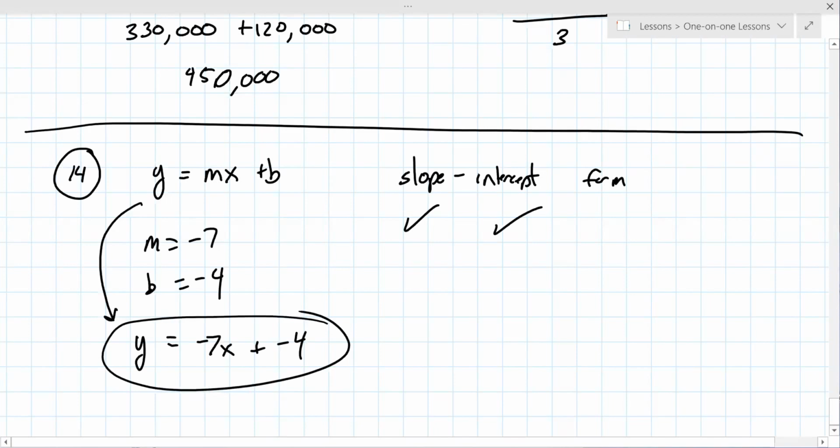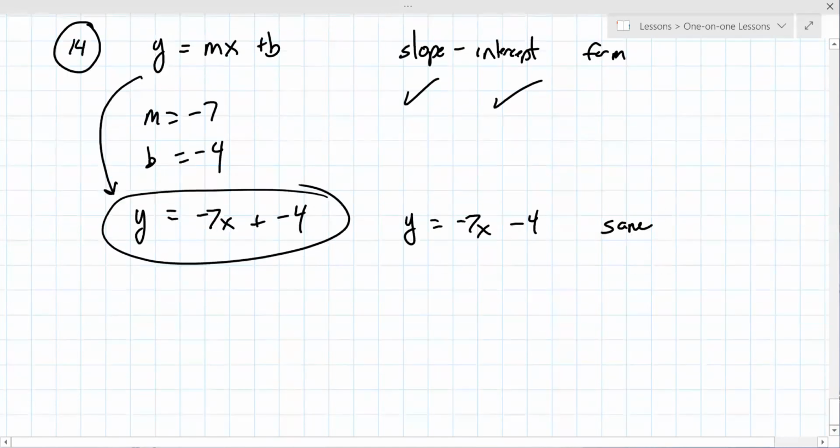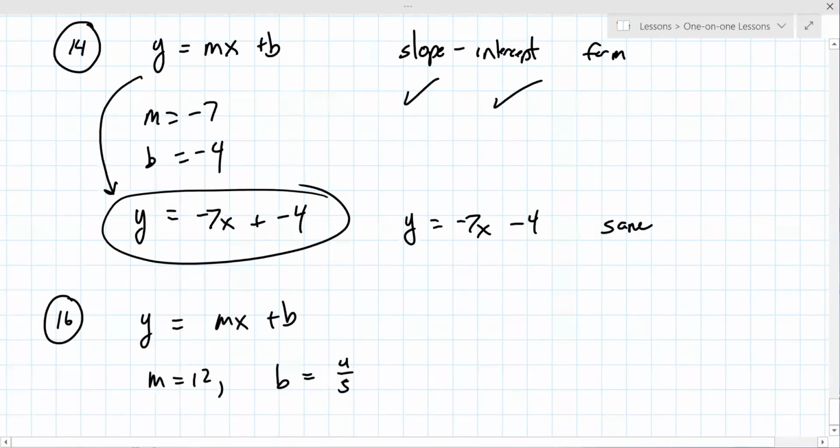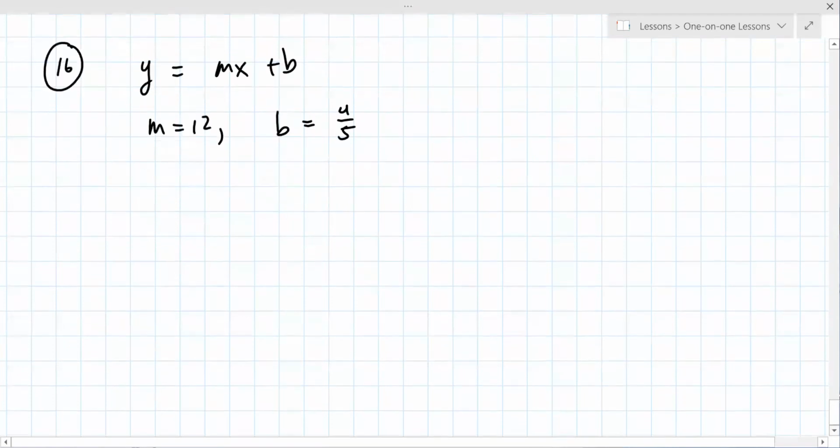Wait, would it be wrong if you put y equals -7x minus 4? They're the same. Oh, okay. They're both the same. Okay, 16, y equals mx plus b. The slope is 12. The b value is 4/5. Y equals 12x plus 4/5.